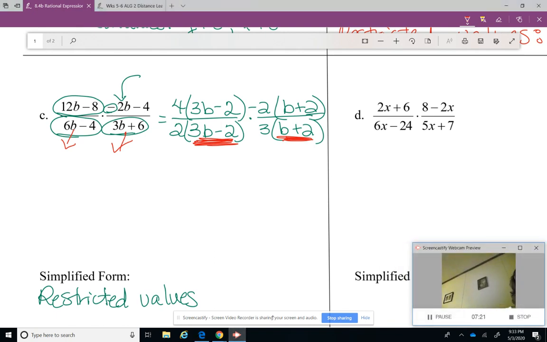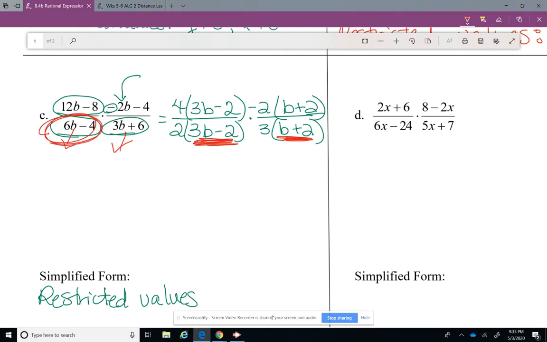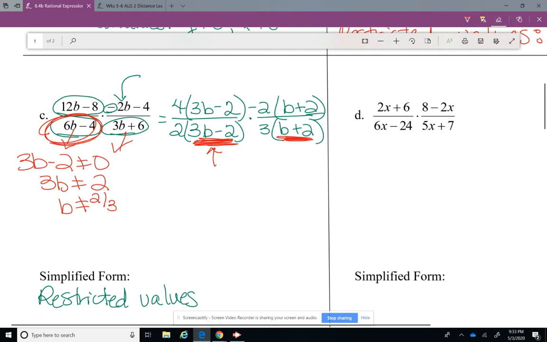Whichever way you did it, whether you set this equal to 0 or this one right here equal to 0, you're still going to get the same answer. So 3b minus 2 is not equal to 0. You add 2 to both sides, you divide by 3. So b cannot be 2/3. Now we're going to do the other one. You already know b plus 2. b can also not be negative 2, because when you set that equal to 0, you'll know that it's negative 2.